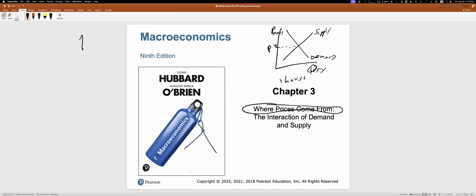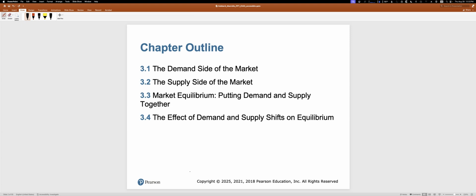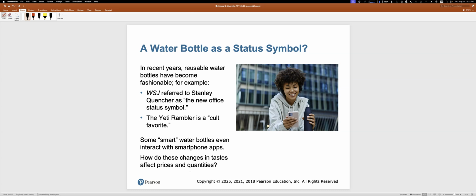Okay, so let's get into the slides. We are going to look at all these. Nothing to be missed here. Yes. The water bottle. It has certainly become fashionable. But even this set of slides, which apparently comes in the future, 2025, even the Yeti Rambler, I'm not sure it's necessarily a cult favorite now.